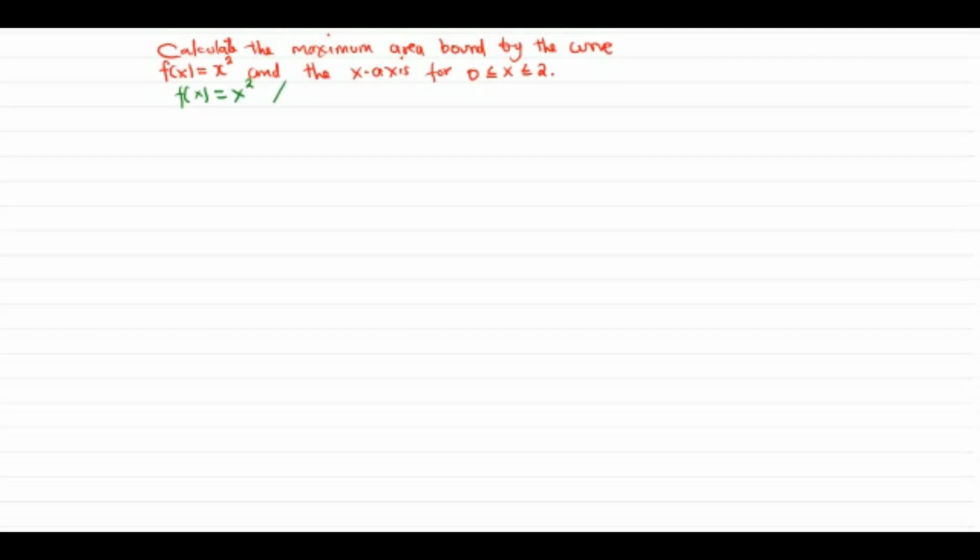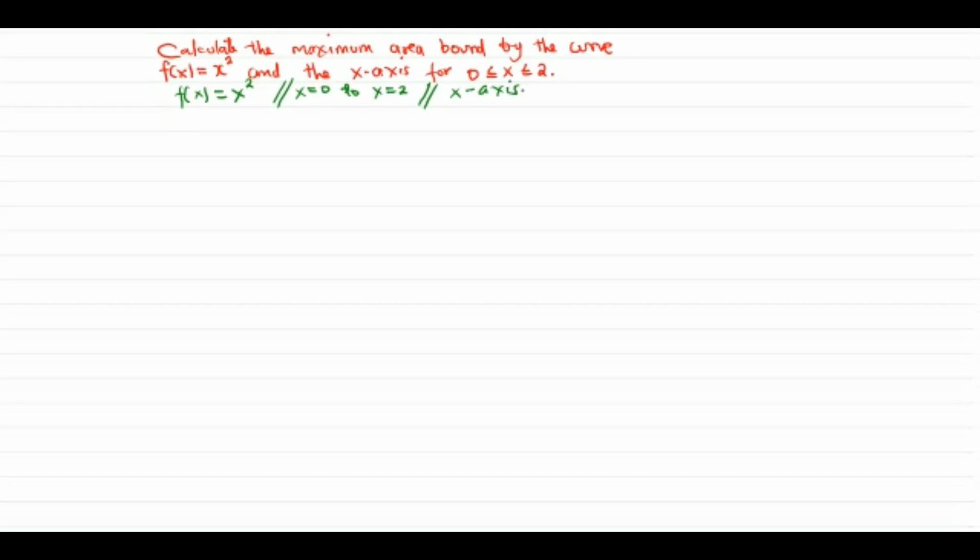The other thing that we are given are the limits or the boundaries. And the boundaries are x is equal to 0 to x is equal to 2. So x is lying between 0 and 2 inclusive. And finally, the third thing that we are given is the reference point, and our reference for this equation is the x-axis.